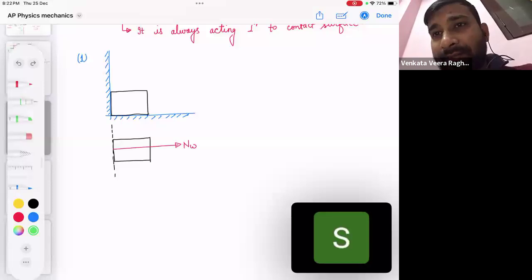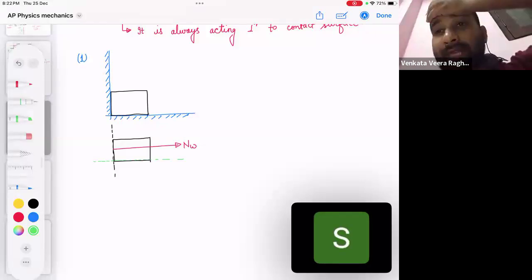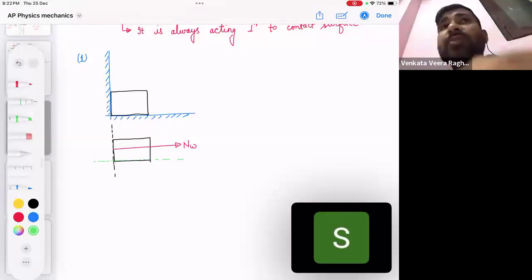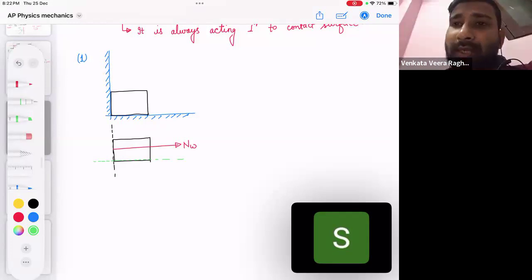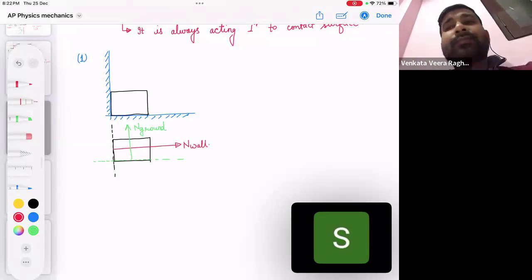Next, tell me. Can I say there is one more contact here with the ground? Ground is also trying to push the object with the help of normal force. Which way is the ground trying to push the object? Away, meaning up. Can I say this is the normal due to the ground and this is the normal due to the wall? Please tell me, do you understand these two things or not?